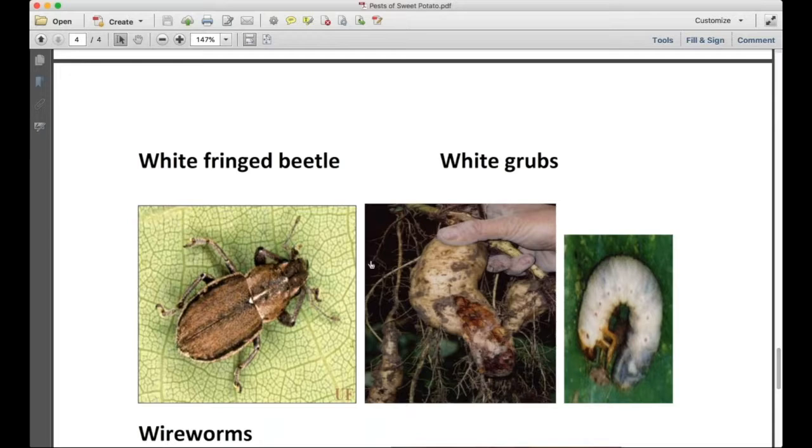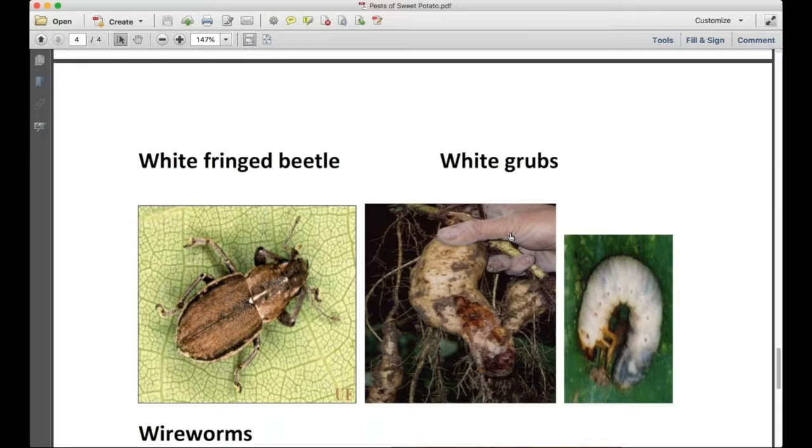So as you can see, this is one of the top listed. White fringed beetle is the one that causes the most damage among the beetle complex, followed by white grubs. You don't see the damage from white grubs and wireworms until tuber formation, so you see it at the later stage of the crop. But if you don't manage your foliage feeding insects, ultimately it's going to reduce the yield of the tubers.